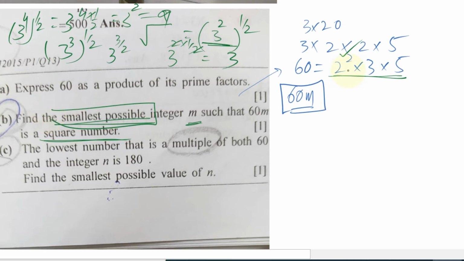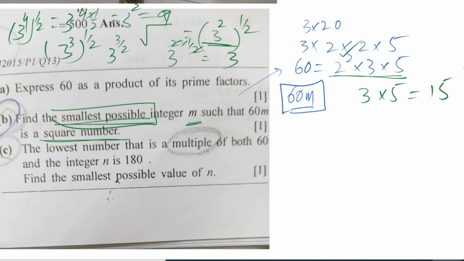For that purpose, the parts which are present here will be used. So in other words, we only need one 3, that will make 3 square, and one 5. So 15 is the smallest possible integer value of m, which will make 60 when multiplied with 15 a perfect square, or you can say a square number.